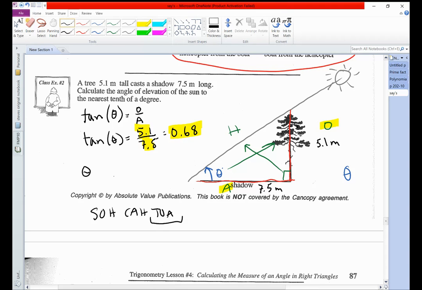So theta is equal to the inverse tan function of 0.68. To get to inverse tan, we hit second on our calculator and then the tan button. It should come up with a tan to the -1. Then bracket, we put in 0.68 and we click enter. And the angle of elevation is, they want it to the nearest 1/10 of a degree, so it's going to be 34.2 degrees. Yay.